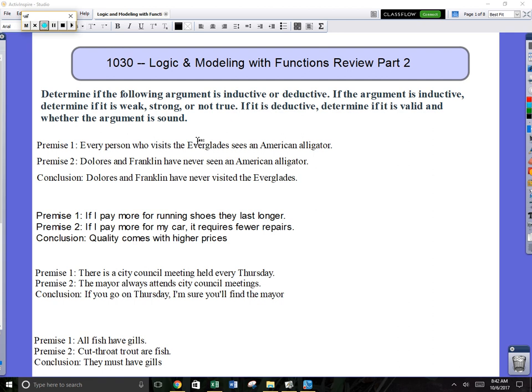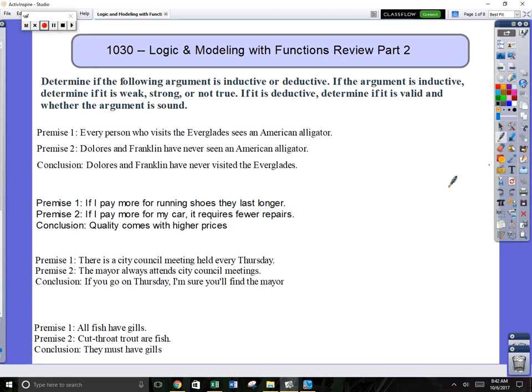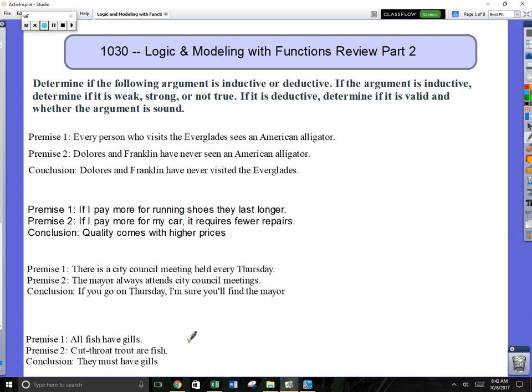Okay, so we've done a lot with deductive reasoning. Now we're going to do a couple with inductive. So we'll give you 4 different arguments. 2 of them are inductive, 2 of them are deductive. The big difference, inductive is more like pattern recognition.